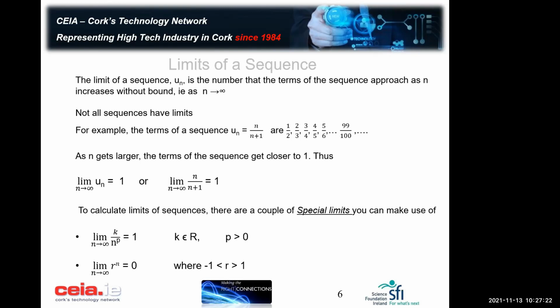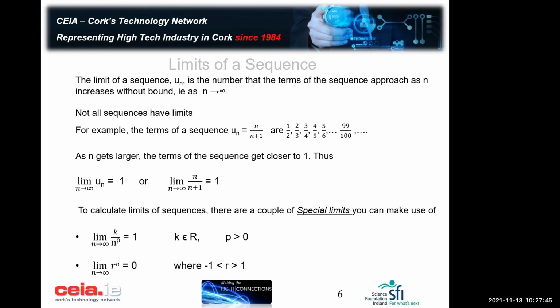If it was a negative power, the limit of it would not approach 1. The second one is that the limit as n approaches infinity of r to the power of n is equal to 0. But the requirement there is that r has to be between -1 and 1. What that means is that r is a fraction. So the sequence is fractions to the power of n.